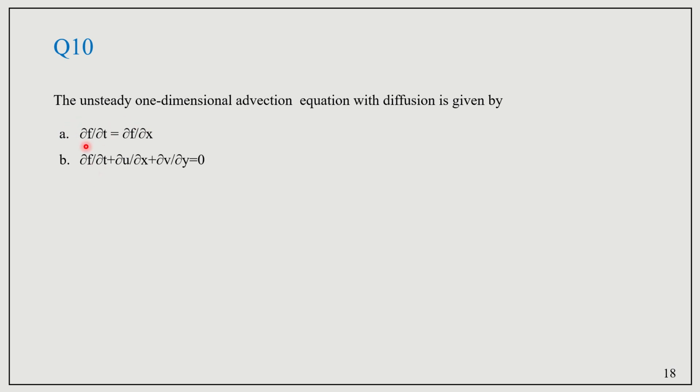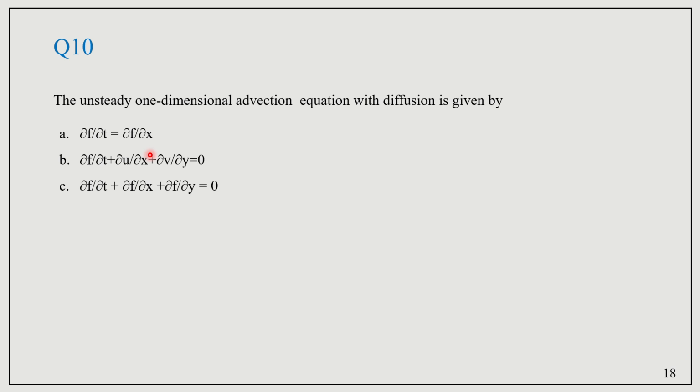Now coming to B, we have dou f by dou t plus dou u by dou x plus dou v by dou y equal to 0. If we look at it, we have the unsteady component dou f by dou t. Next, we have dou u by dou x plus dou v by dou y equal to 0, and it is mostly the continuity equation. We can take it as advection, but here the variation is with velocity, so it is not exactly related to our question, and also it is two-dimensional. We have the x dimension and the y direction as well, so it is a two-dimensional problem. So again B is false.